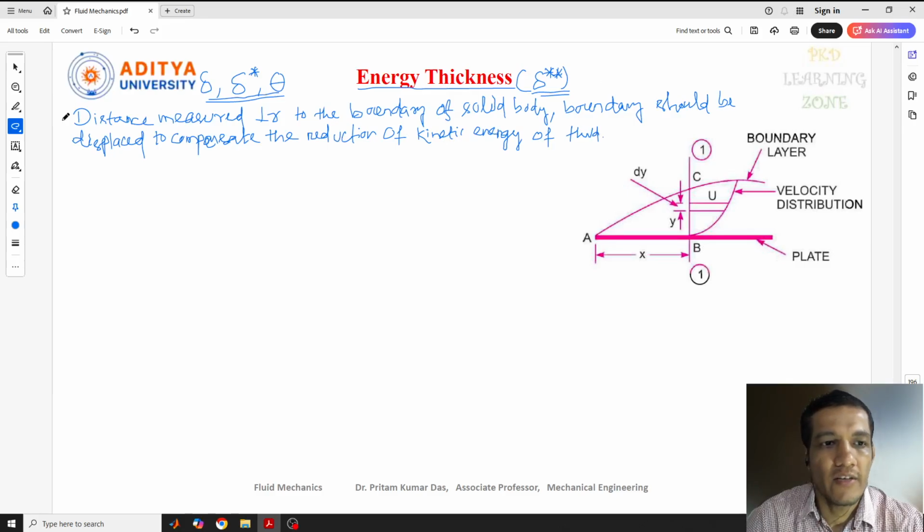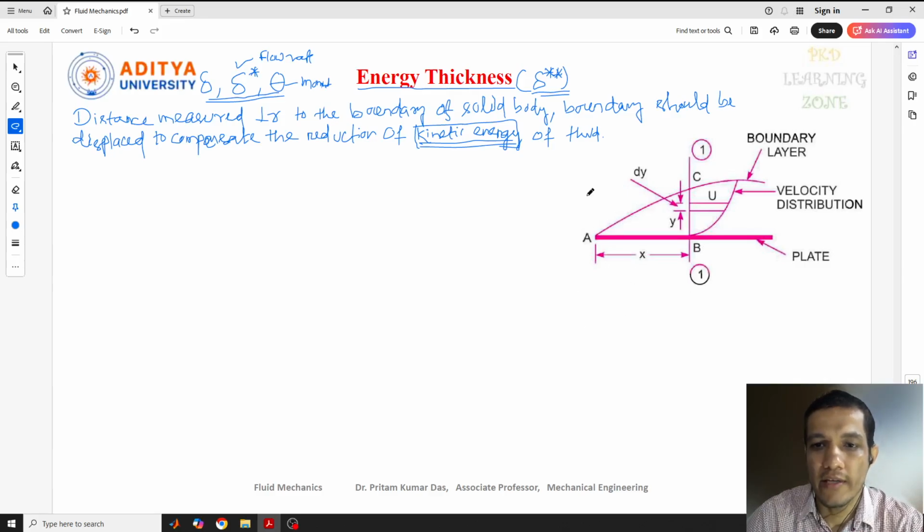So the remaining two definitions I have written in a similar way. Only the difference was there. Initially we took the rate of flow, then next we wrote it for the momentum on behalf of this flow rate, and now we have written kinetic energy. So for delta star it is flow rate, for the momentum thickness it is momentum, and now for energy thickness we have kept kinetic energy. I'll explain the concept shortly.